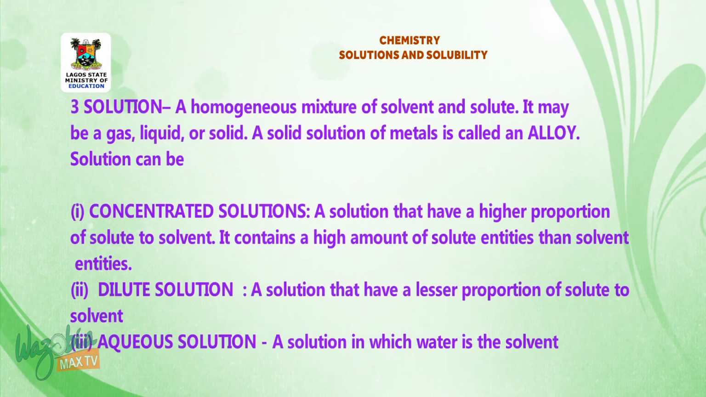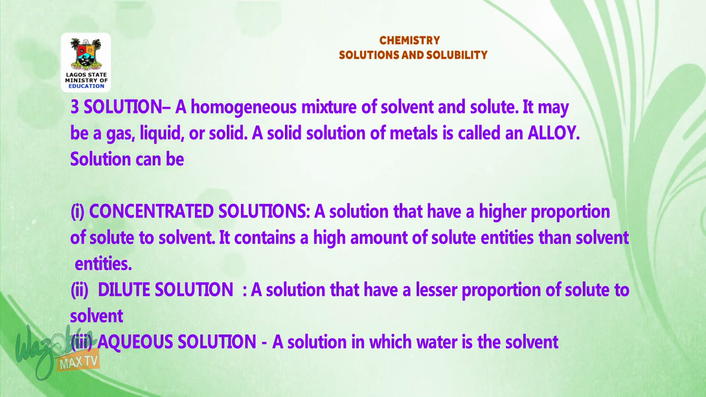Number 3, solution. This is a homogeneous mixture of solvent and solute. It may be a gas, liquid, or solid. A solid solution of metal is called an alloy.